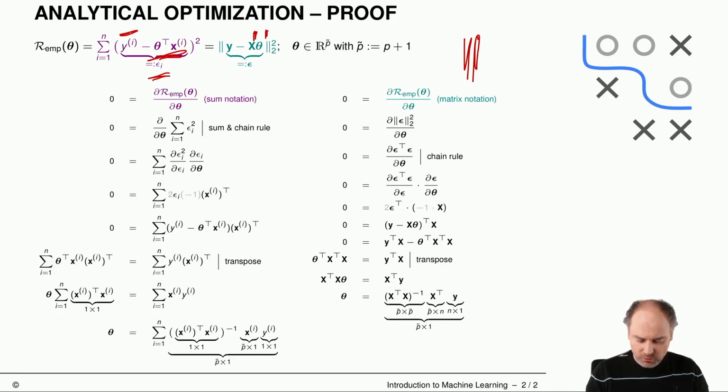So we can now do the chain rule by taking the derivative of this guy here with respect to epsilon, and then we do the derivative of epsilon with respect to theta. So let's look at these two things individually. Like I said, this is a quadratic function in epsilon, so taking the derivative with respect to epsilon is simply 2 epsilon transposed, okay?